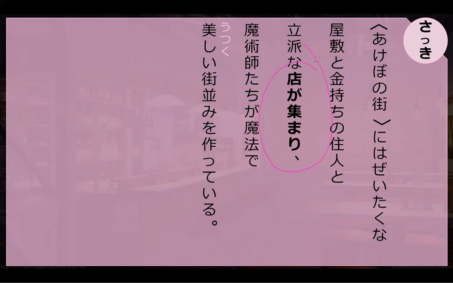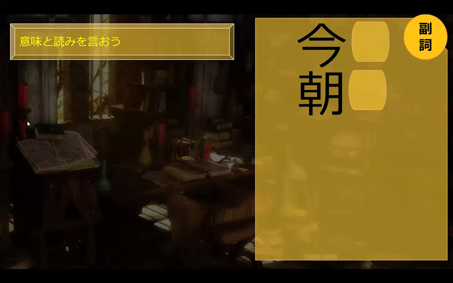The other reading is heya? Good guess, but this is mise. Mise is the local reading. Okay, so mise ga atsumari. Atsumari, what does that mean? Mise ga atsumari, the stores cluster together, so the stores are all located in one place, gathered together. Perfect. How do you read this word right here, which meant this morning?